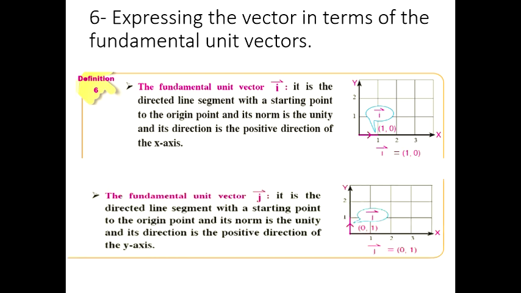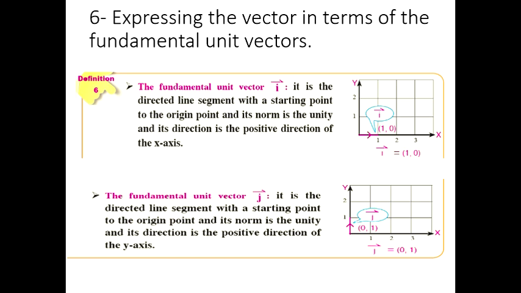The part taken from the y-axis, the fundamental unit vector j, is a directed line segment with a starting point at the origin point, its norm is the unity, and its direction is the positive direction of the y-axis. It is another way to represent a vector, and this is called engineering notation. We have three forms, as we will study right now.